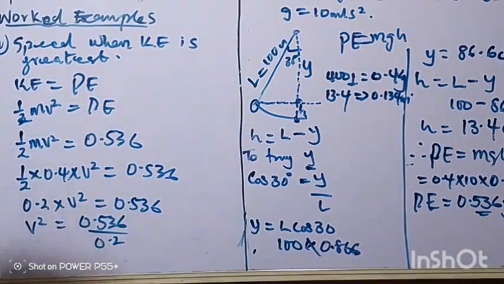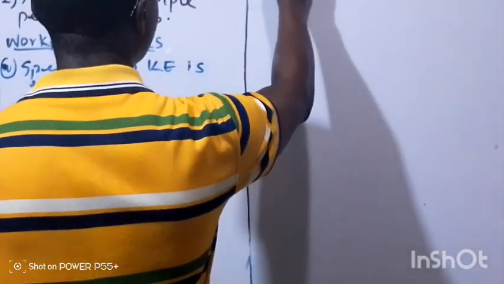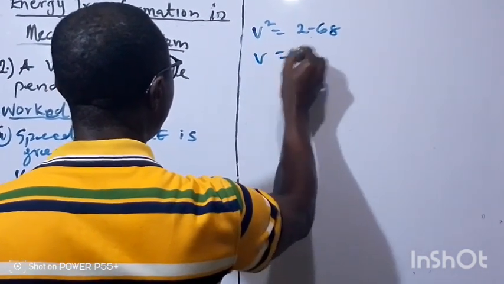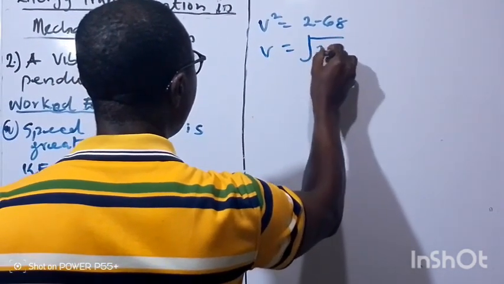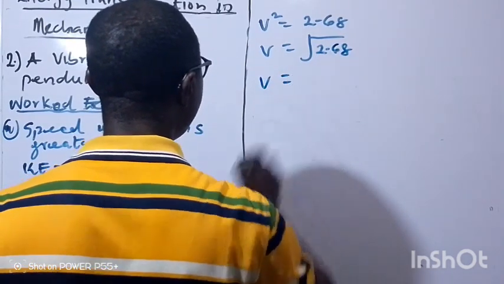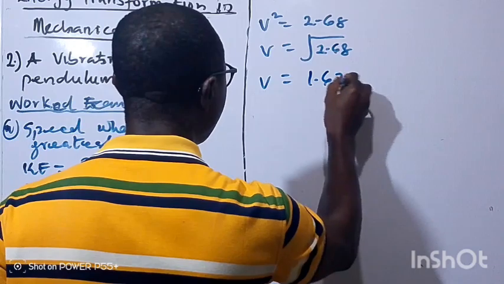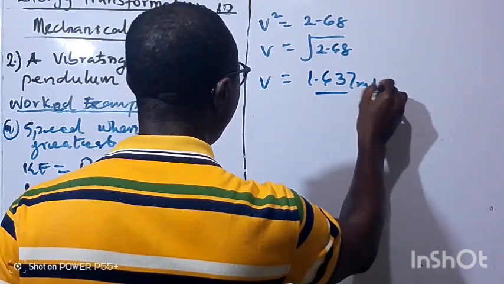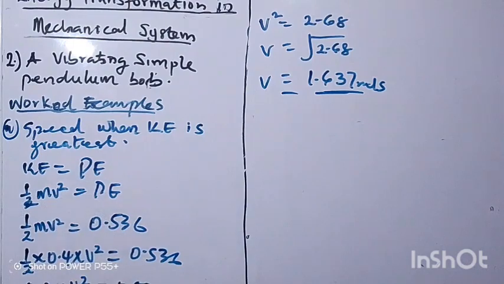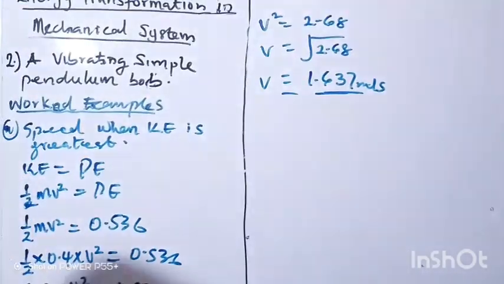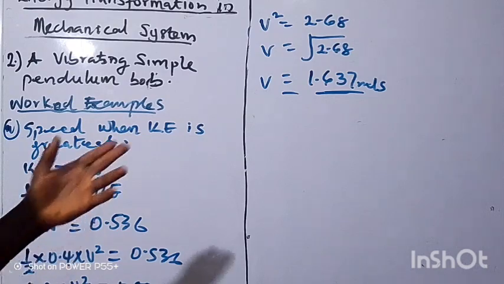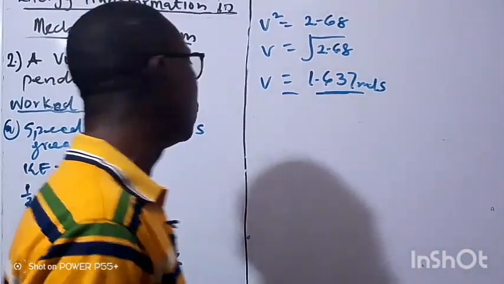Now v square will be equal to 2.68, and the square root of v will be equal to the square root of 2.68, and the final answer will be equal to 1.6337 meter per second. That's the velocity or speed of the bulb when the kinetic energy is greater. That is for example 1.